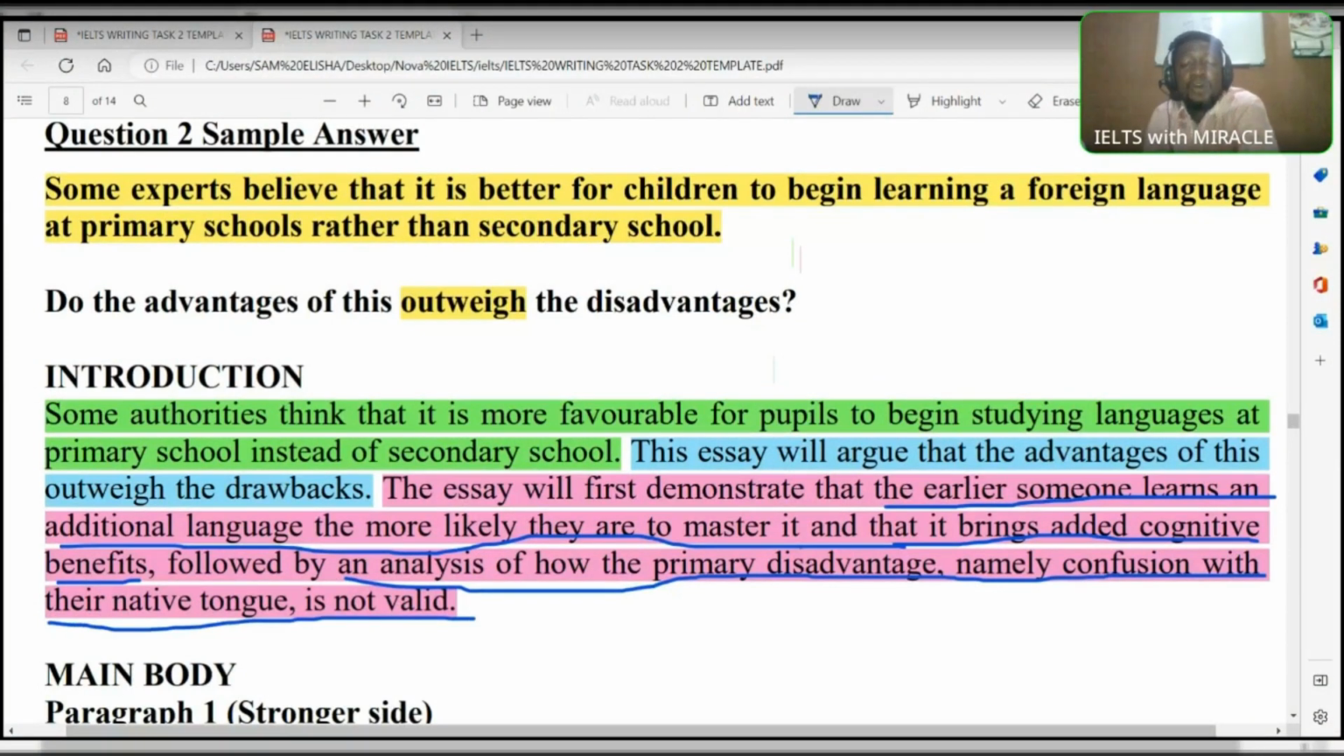The green marker represents the paraphrase. If you read it and read this one, you will notice that it says the same thing, but in a different way. Then the blue marker represents the thesis statement, which is the position that has been taken in the argument. This essay will argue that the advantages of this outweigh the drawbacks.